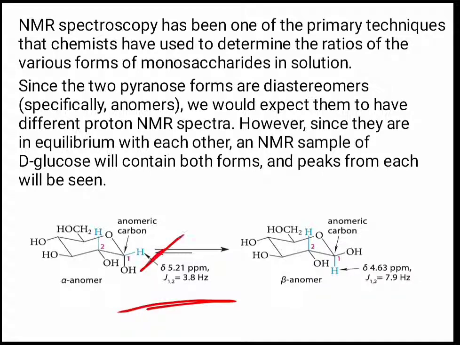This proton will give the delta value 5.21 and this proton will be at the delta value 4.63. And J is the coupling constant, the coupling between this 1H and the 2H. The coupling constant is greater for the beta anomer. In case of the beta anomer, the coupling constant has the value 7.9 Hz, whereas the alpha anomer has the value 3.8 Hz. So try to remember this all in case of mutarotation.